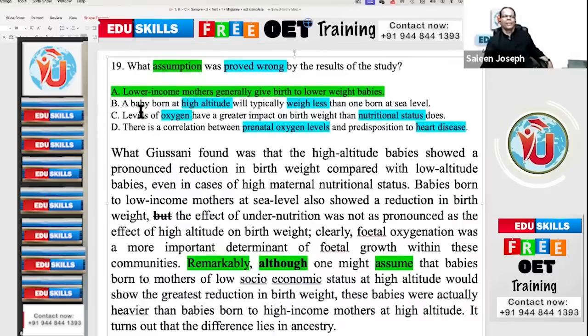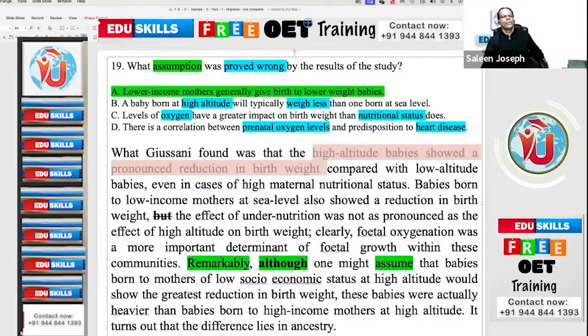Option B: a baby born at high altitude will typically weigh less than one born at sea level. Now you see, what Gusani found was that the high altitude babies showed a pronounced reduction in birth weight compared with low altitude babies, even in cases of high maternal nutritional status. So those born at high altitude will weigh less. Correct, no? Yes, that's correct.